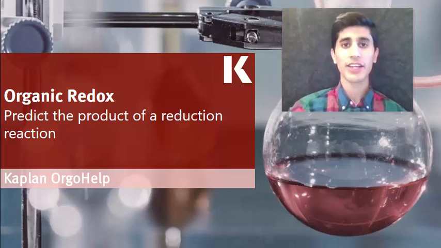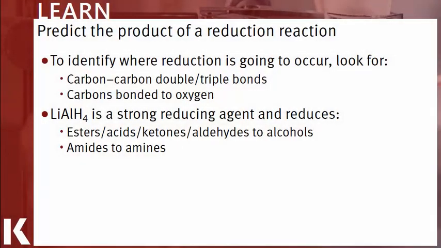Hi, my name is Sabir Desai, and in this video I'm going to teach you how to predict the product of a reduction reaction. In earlier videos, you learned that while a reduction reaction can be identified by a reduction in oxidation number and a gain of electrons, you can also look for a loss of bonds to oxygen or gain in bonds to hydrogen.